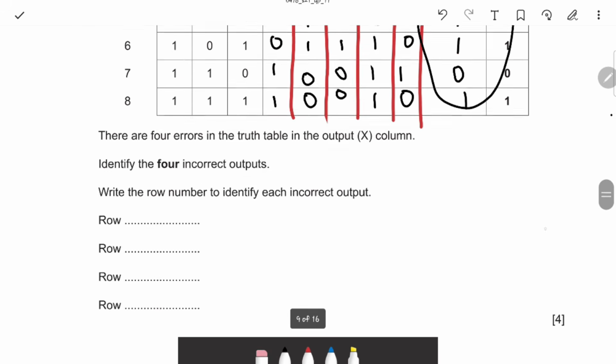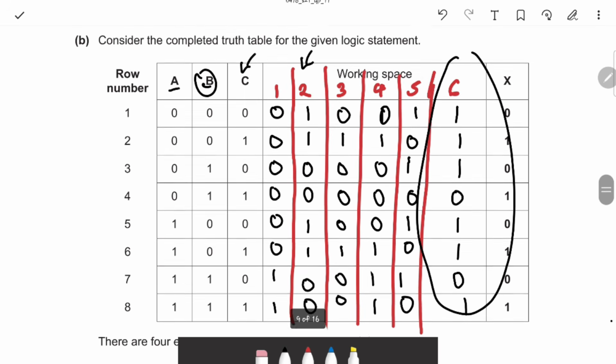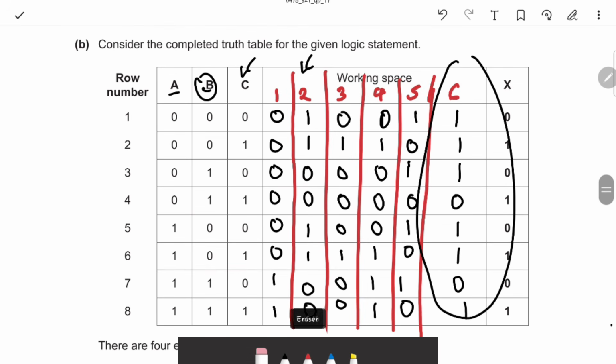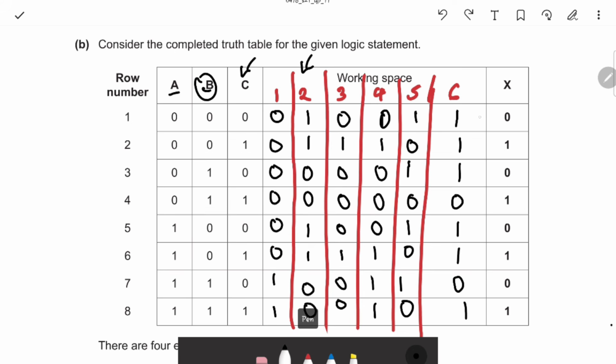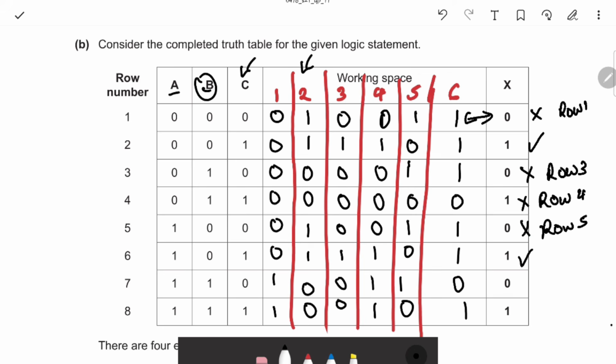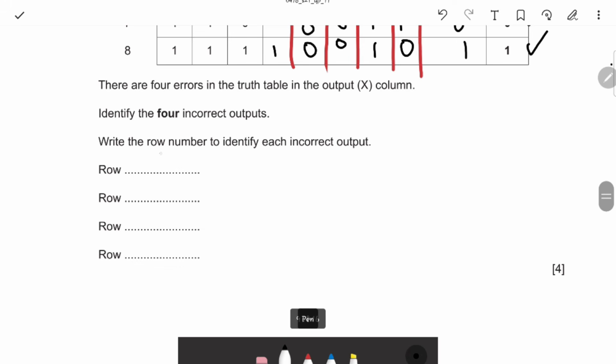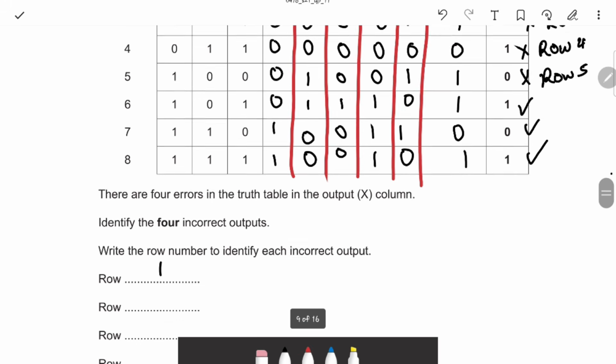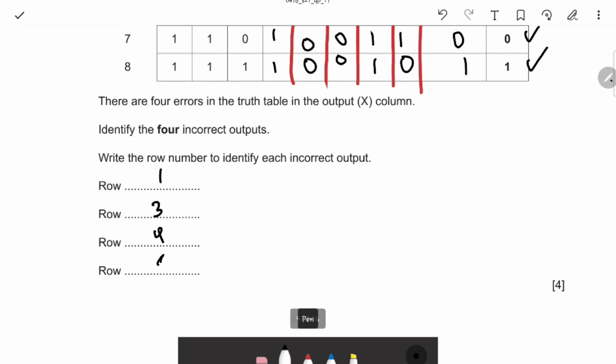But remember, the question is asking us to find out which is the incorrect output. So let's have a look at this. Is this one correct? No, it's not. So row 1 is wrong. This one is correct. Row 3 is wrong. Row 4 is also wrong. And row 5 is also wrong. The others are correct. So rows 1, 3, 4, and 5 are wrong. As simple as that.